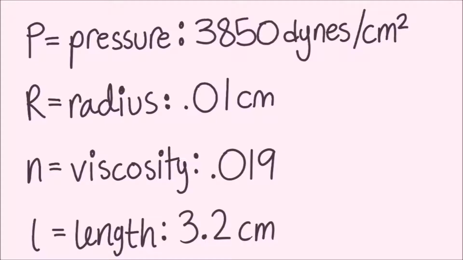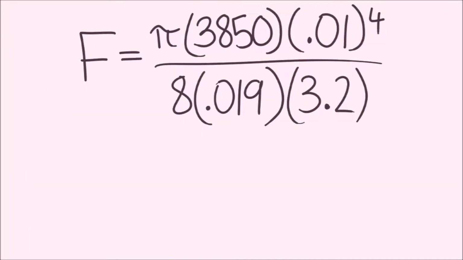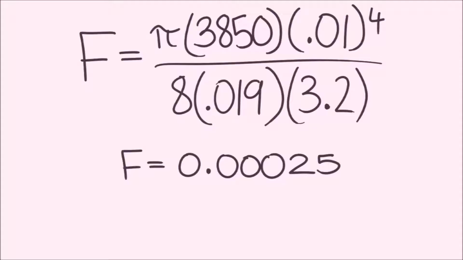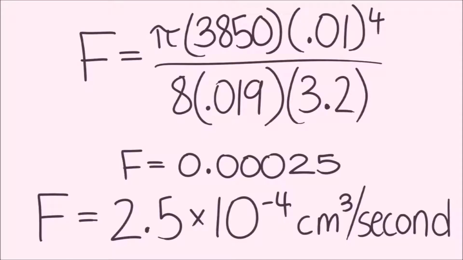Now to calculate the flow in the artery, we just need to plug in the values into the equation. The answer to this equation is around 0.00025, so we'll need to convert this into scientific notation, which will finalize our answer as 2.5 times 10 to the negative 4th power cubic centimeters per second. This is the amount of blood that is passing a point in an artery every second.